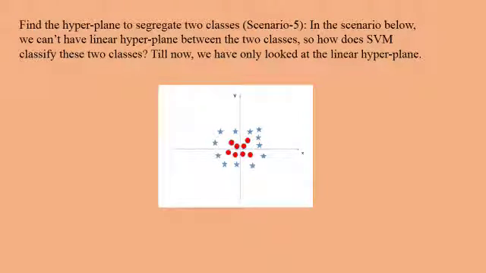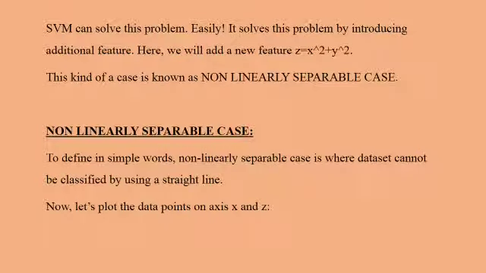Let's continue with the other scenario. In the scenario below, we cannot have a linear hyperplane between the two classes. So, how does SVM classify these two classes? Till now, we have only looked at the linear hyperplane. SVM can solve this problem easily by introducing an additional feature, that is z = x^2 + y^2. This kind of case is known as a non-linearly separable case. In simple words, a non-linearly separable case is where the dataset cannot be classified by using a single straight line.